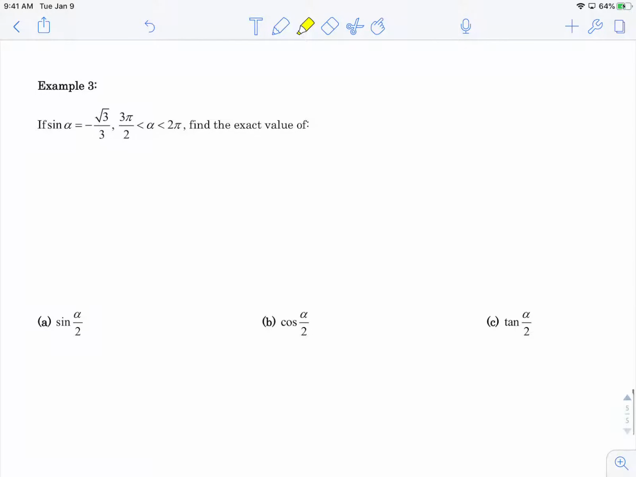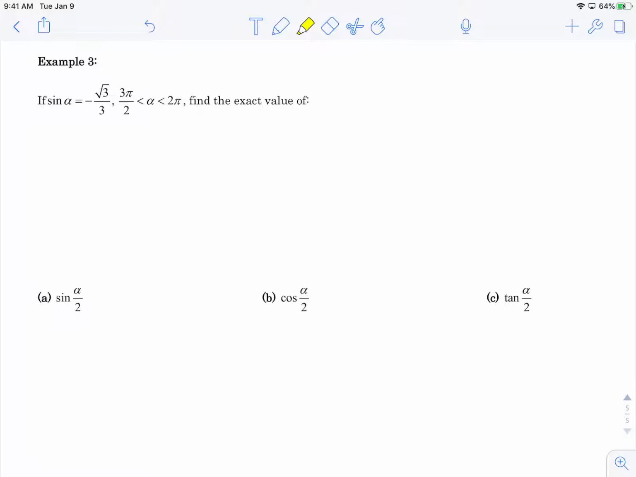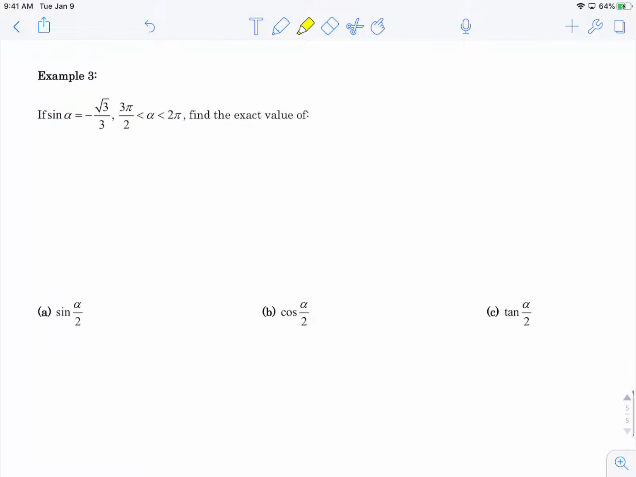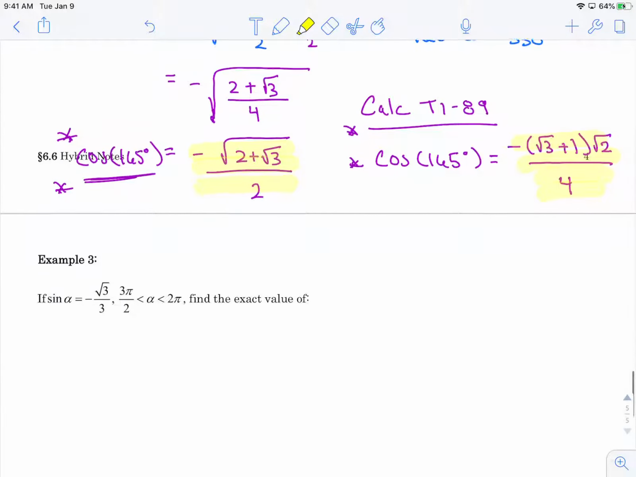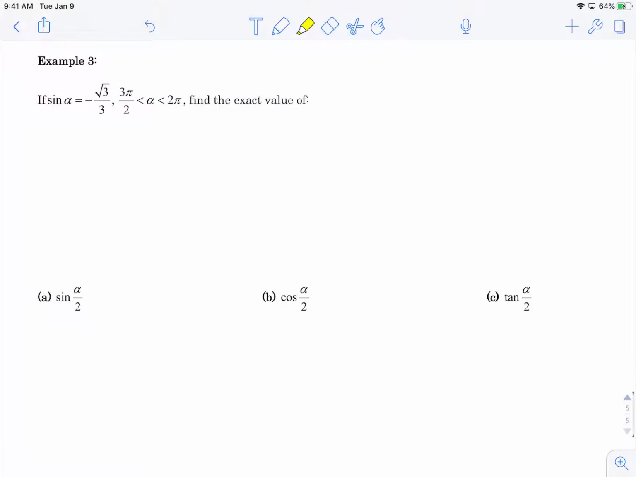All right, here is this beauty. So it looks like I'm going to have us find half angles for every single one. So this is more abstract. This would be on a calculator section, where this one wouldn't be because you could just put in cosine of 165 degrees. So I'm given here the sine of alpha is negative root 3 over 3, and it tells me where it lives. And if it's between 3 pi over 2 and 2 pi, again, I like to draw triangles, why not? Then that means I'm in the fourth quadrant.